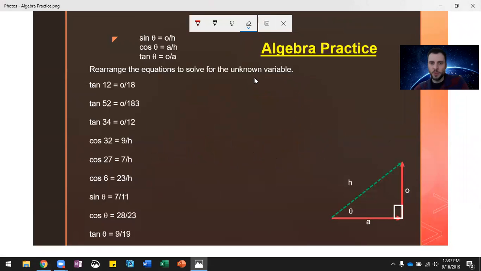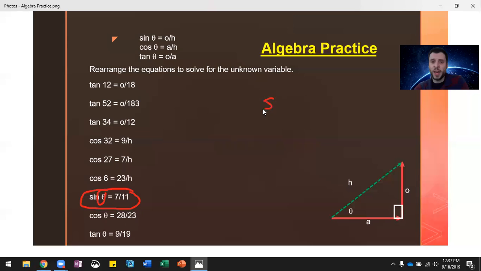So let's look at this very first equation, the sine of theta. And we want to get theta by itself. That's our unknown. So how do we isolate it? Well, we have to get rid of sine. And we just learned that to get rid of the sine, we have to do the inverse operation, which is, in fact, the arc sine. So we take the sine of theta equals 7 over 11. Just writing my equation out.